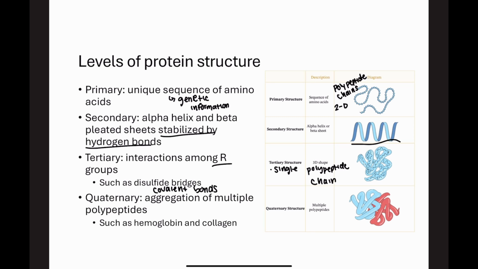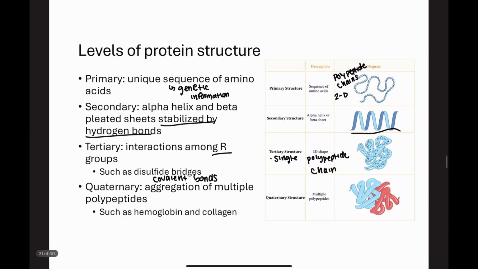And the last structure is a quaternary structure. So some proteins are composed of 2 or more polypeptide chains, and they come together to form a functional protein. Examples of this include hemoglobin and collagen. And like I said, hemoglobin is globular and collagen is fibrous. And both of these are actually quaternary structures of proteins.